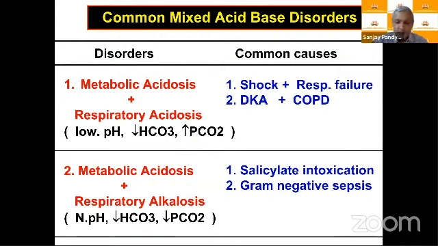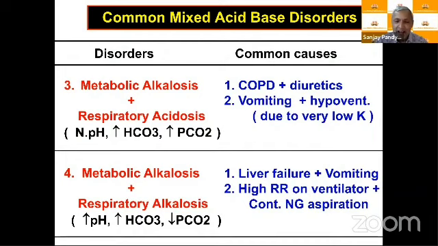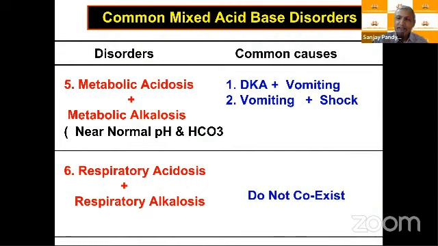But one question which I have in my mind is, can we have metabolic acidosis and metabolic alkalosis together? I think no, because metabolic acidosis decreases bicarbonate, while metabolic alkalosis increases bicarbonate, and there cannot be a combination of metabolic acidosis and alkalosis. But my thought process is wrong. A patient with diabetic ketoacidosis having vomiting will have metabolic acidosis due to diabetic ketoacidosis, and vomiting will give rise to metabolic alkalosis.